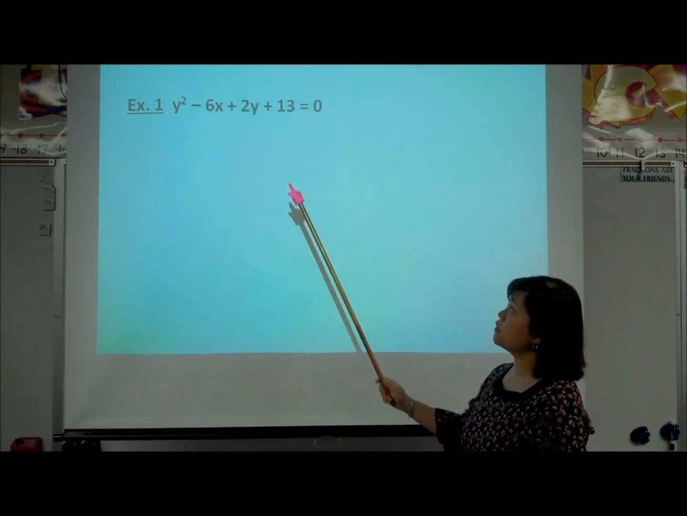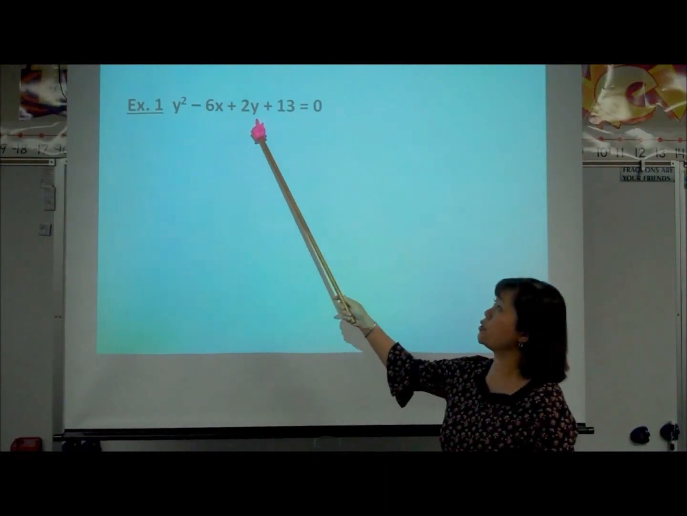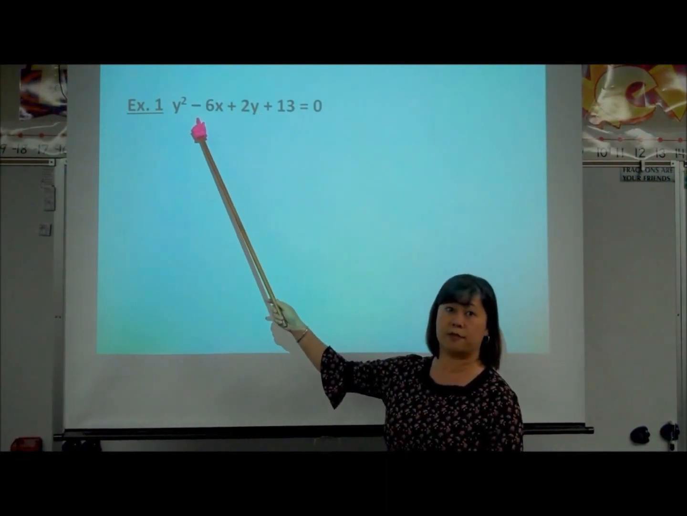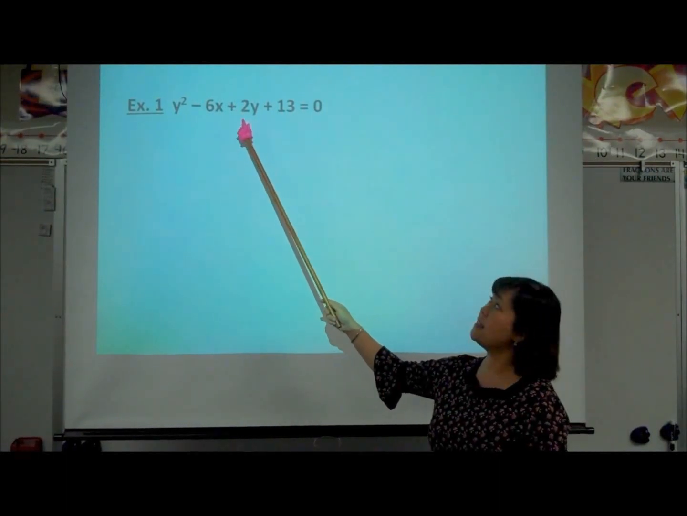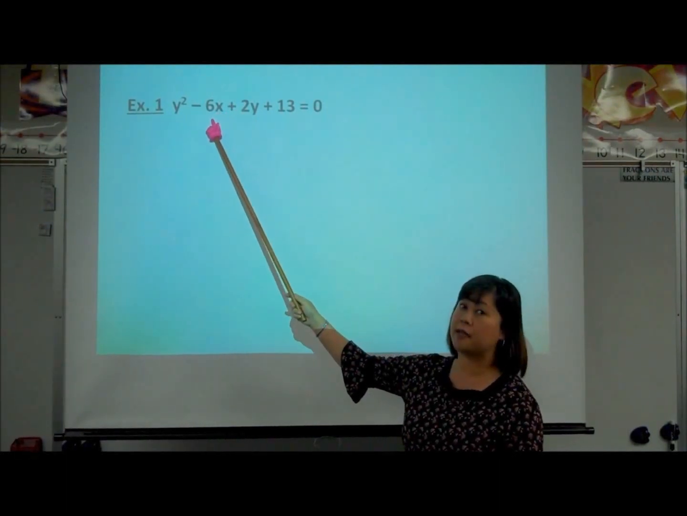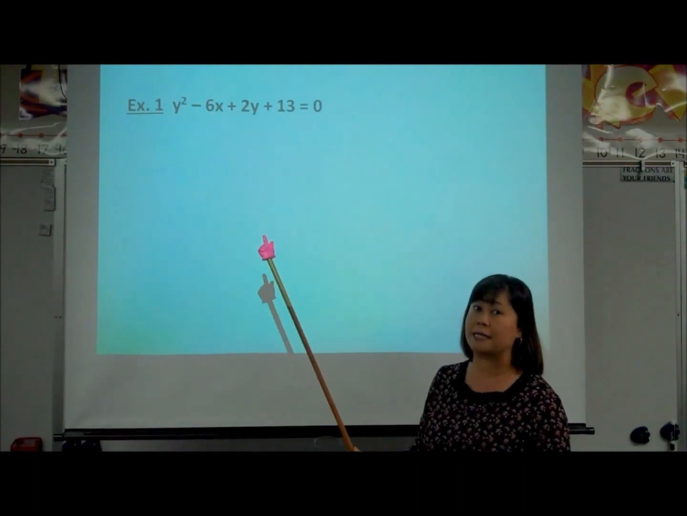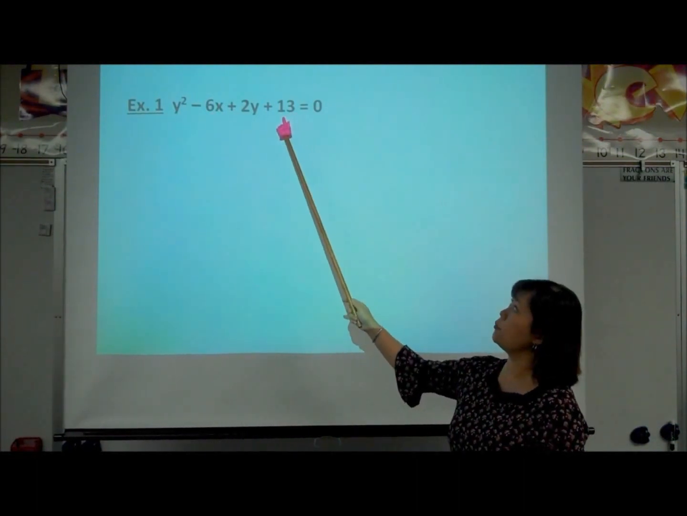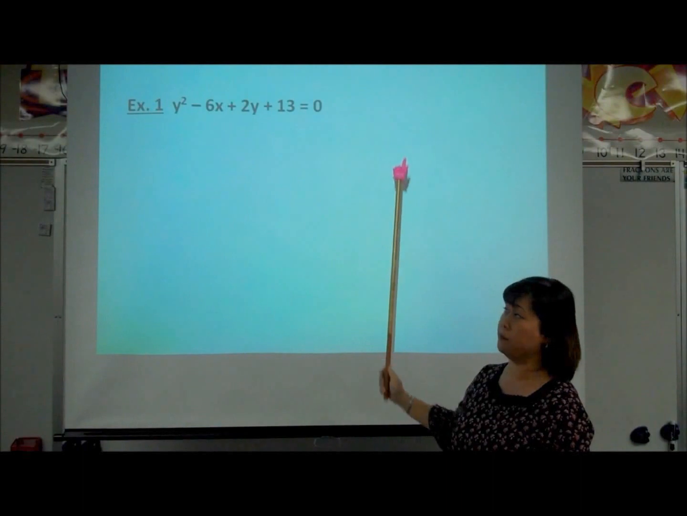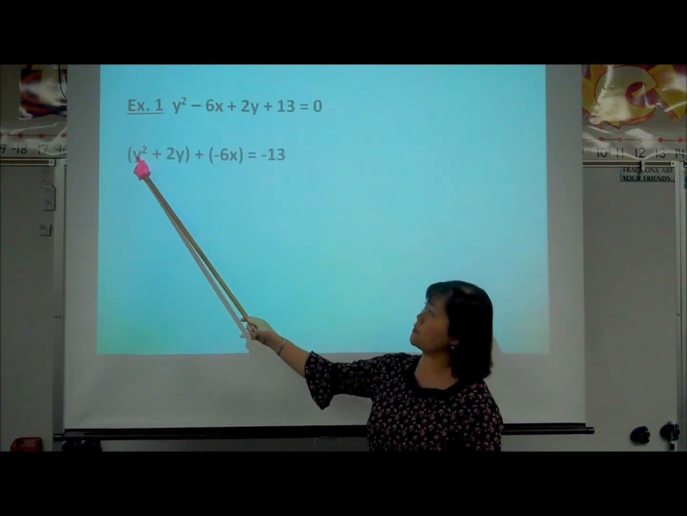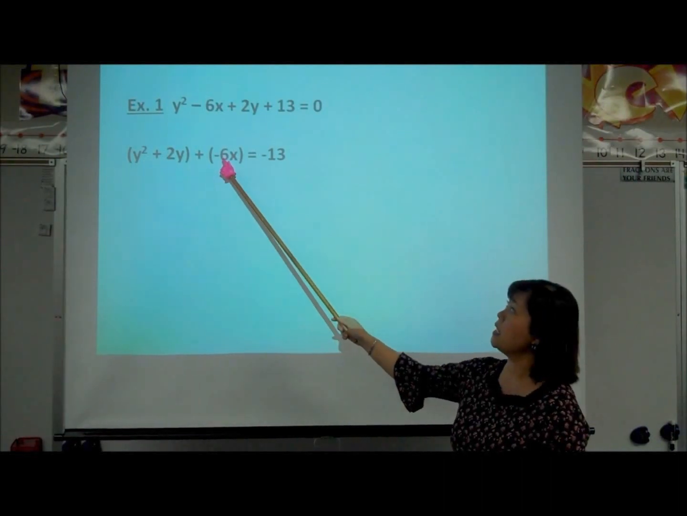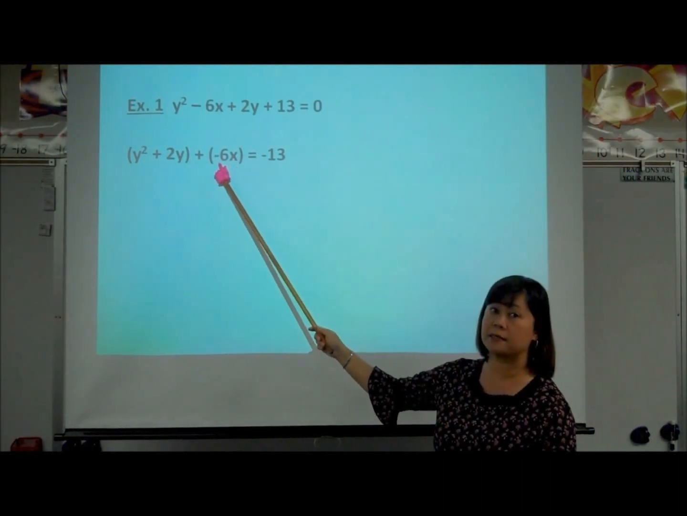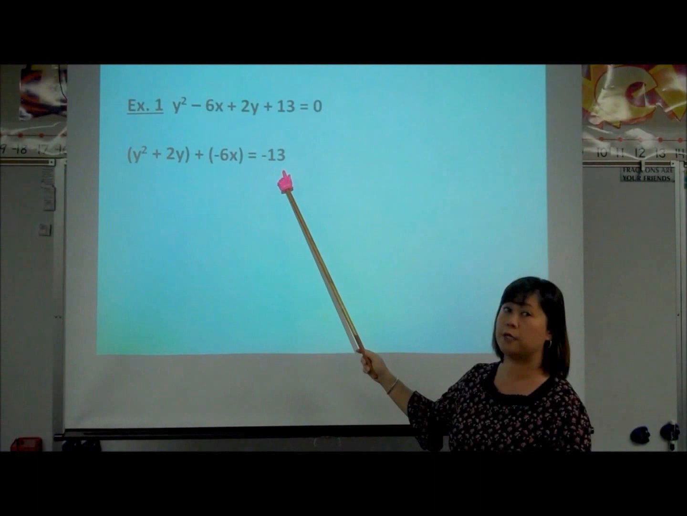Okay? So the first step right here is to isolate or to group all the same variables together. So in this case, the y squared and the 2y is going to be grouped together. The x right here, this is the only x I have, so we're going to have it stand by itself. And then the 13, we're going to bring it to the other side of the equal sign. Okay? So this is what it looks like, parentheses, y squared plus 2y, close parentheses, plus, and then negative 6x, again, is by itself, and then 13 was brought to the other side.